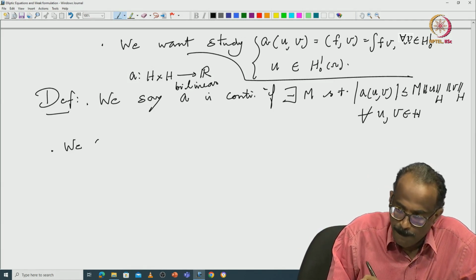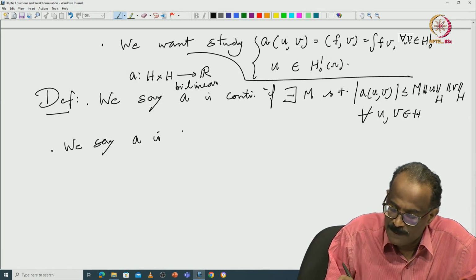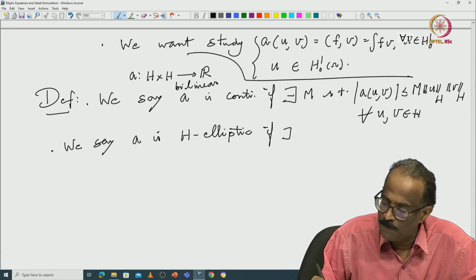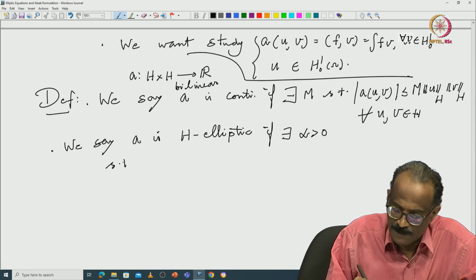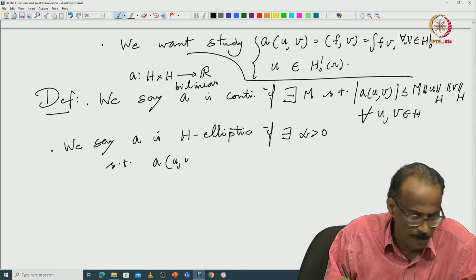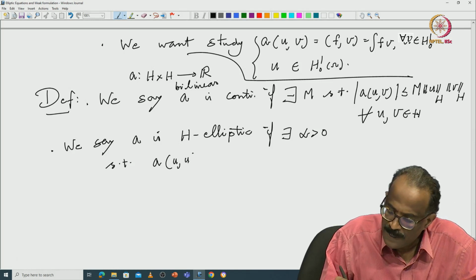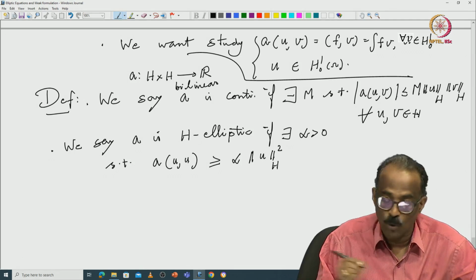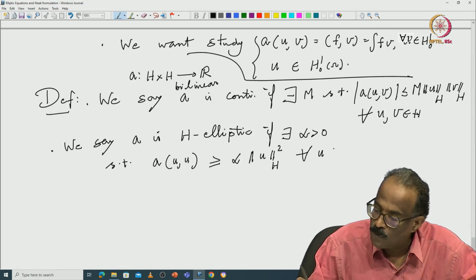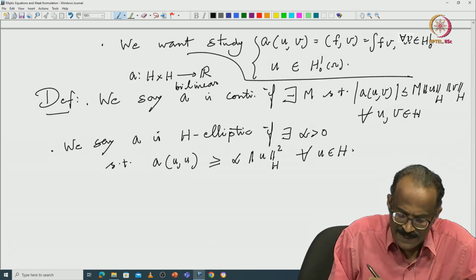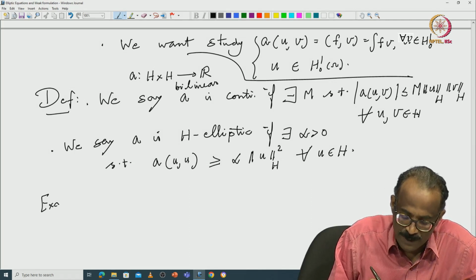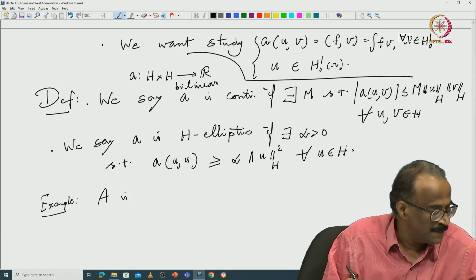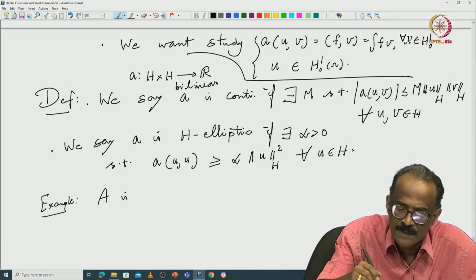We say A is H-elliptic if there exists alpha positive such that A(u, u) is greater than or equal to alpha times norm u squared. That is a lower bound, and this should happen for all u in H. As an example, we will see more examples later, but suppose A is symmetric, A equal to Aij.